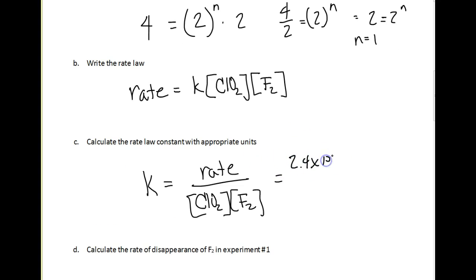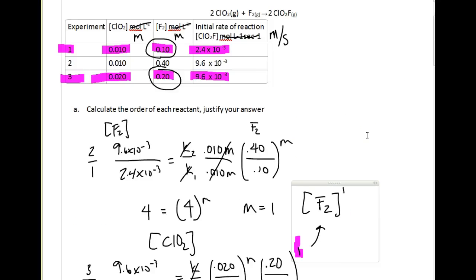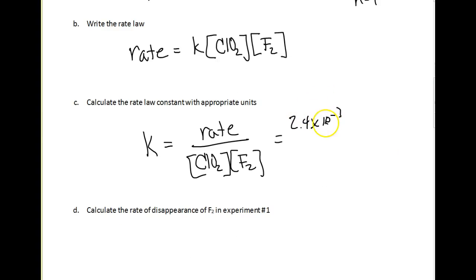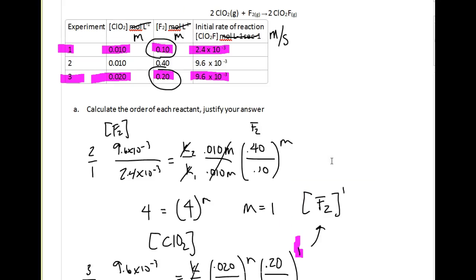2.4 times 10 to the negative third. I'm going to double check my units on that. Molarity per second. Okay, I just want to make sure it was not molarity per minute or hour. So we have molarity per second. We're going to go ahead and divide that by the ClO2 concentration multiplied by the F2 concentration, both raised to the first power.